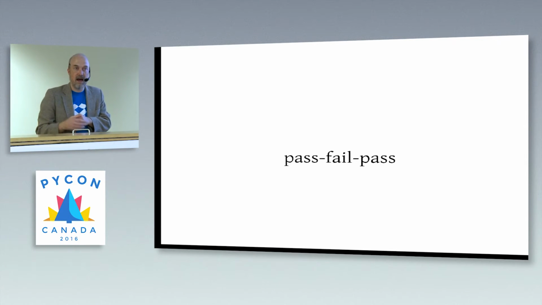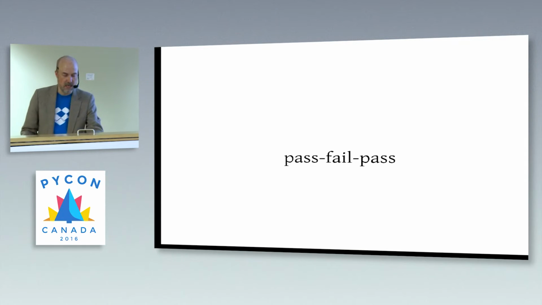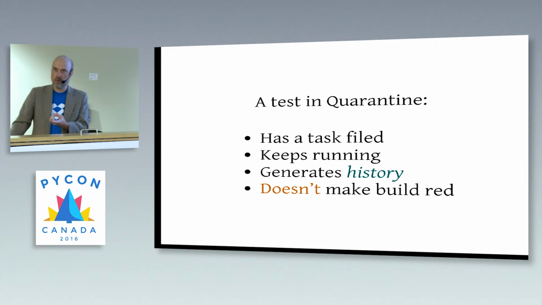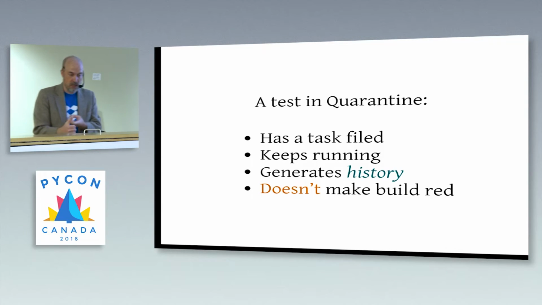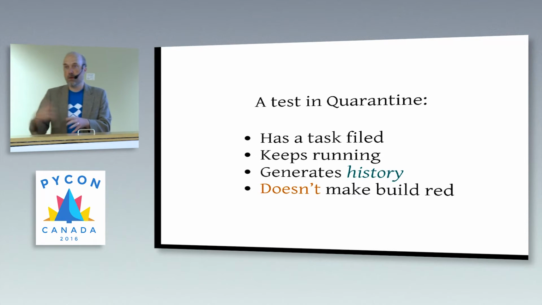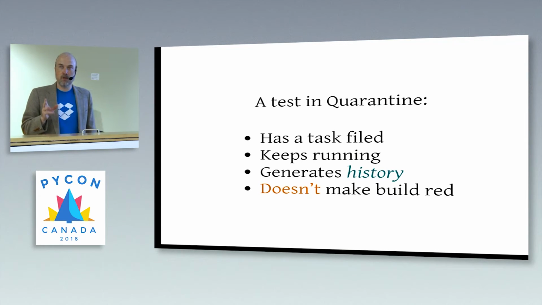When we detect that, we automatically add it to a file at the base of the repo called quarantine.txt, and a task is automatically filed for the last developer who touched the test. We keep running it and collecting history so that when someone does come to fix it, we hopefully have 5 or 10 failures for them to look at and compare. But it is no longer qualified to make the build red.